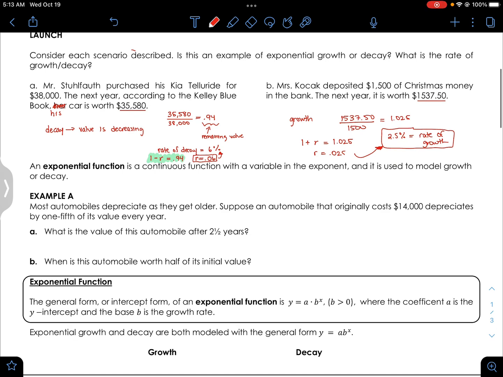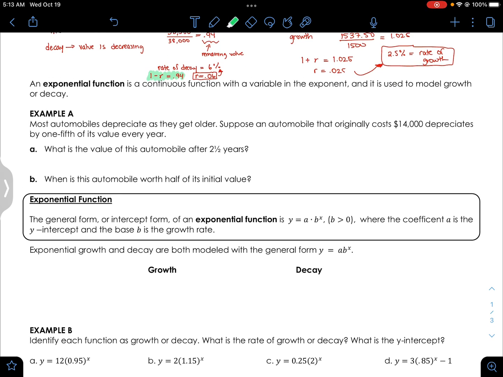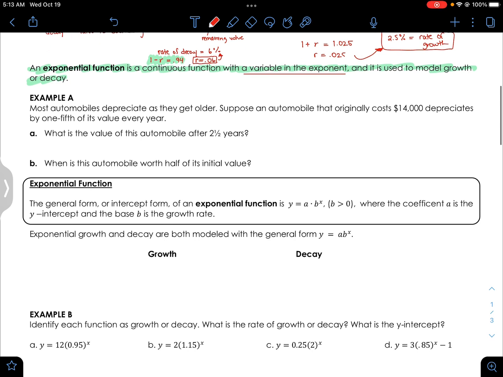So exponential functions are different than what we had previously been looking at in the past unit. Exponential functions are continuous functions with variables in the exponent. It is used to model growth or decay. So the important distinction between exponential functions and what we have previously been looking at is that the variable is in the exponent. That is how you're going to identify when you're dealing with an exponential equation.